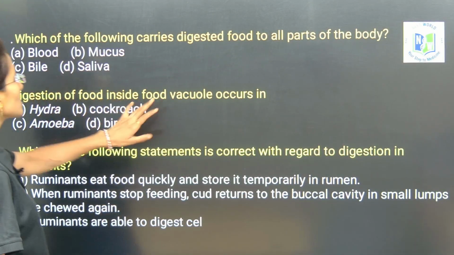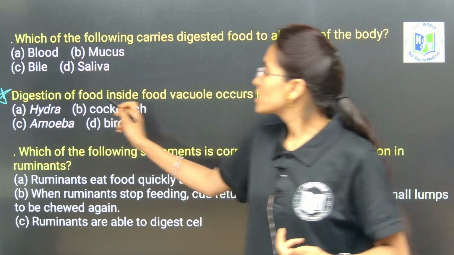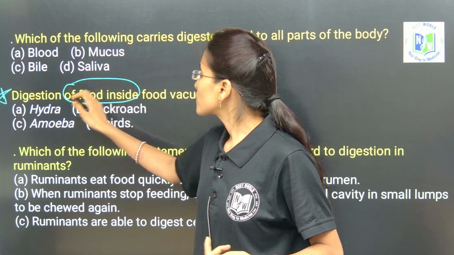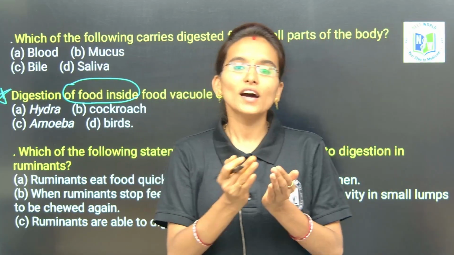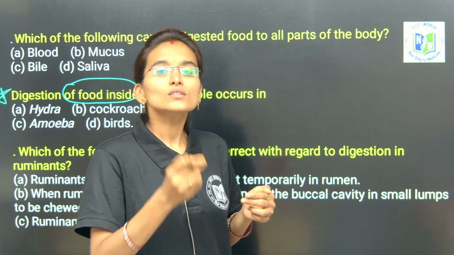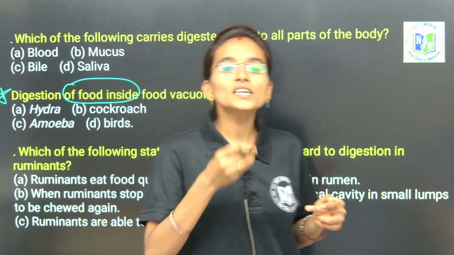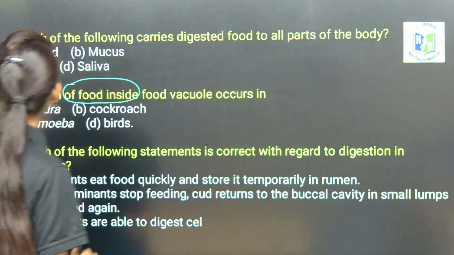Digestion of the food inside the food vacuole occurs in, okay. So, if you look into the question, digestion of the food, in the food vacuole the digestion process is going to take place. So, in which organism is the food digested inside the food vacuole? Here are the given options.